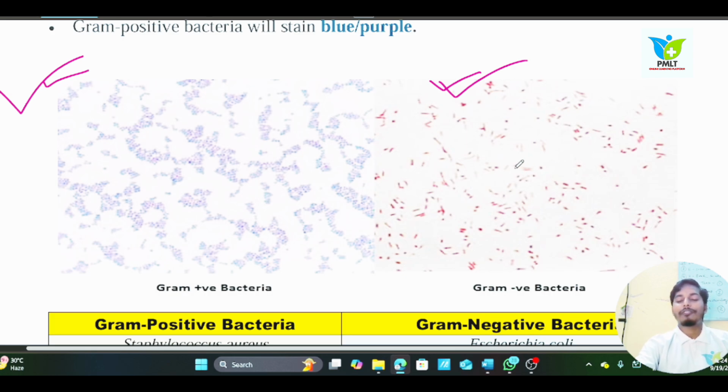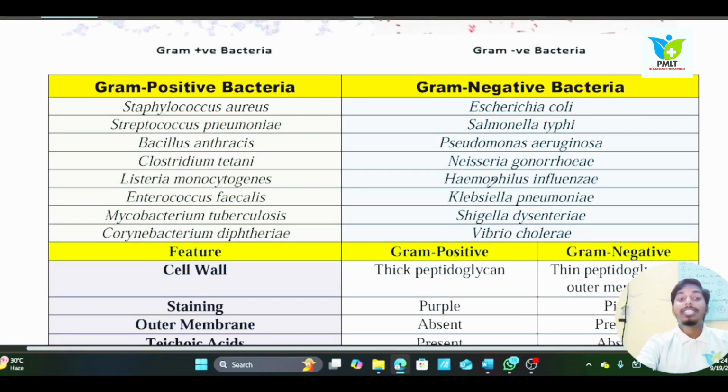Okay, after seeing under the microscope, we can easily detect these. Now here are some kinds of bacteria, gram positive and gram negative. It is a very frequently asked question in every kind of examination, especially for beginners. The gram positive bacteria are Staphylococcus aureus, Streptococcus pneumoniae, Bacillus anthracis, Clostridium tetani, Listeria, Enterococcus, Mycobacterium tuberculosis. Okay, Mycobacterium tuberculosis is the controversial one. Sometimes it's gram positive, sometimes gram negative. So just erase Mycobacterium tuberculosis.